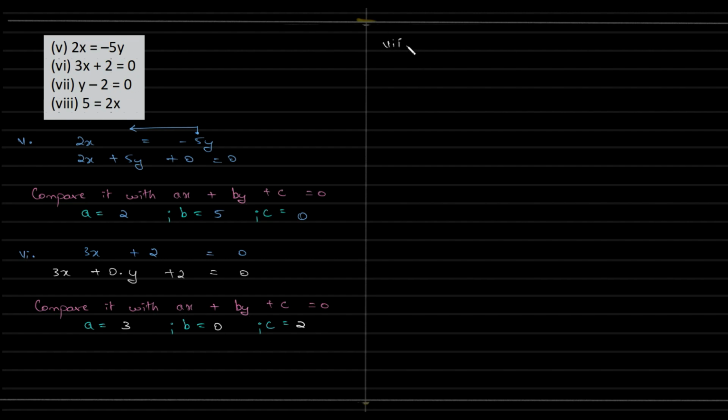The 7th question, y minus 2 is equal to 0. We don't have x over there. So what to do? 0 into x will give us 0, and this can be added to y minus 2 and nothing changes. And remember, there's no coefficient, it's by default 1. And so when we compare it with ax plus by plus c, we have a equal to 0, b equal to 1 and c equal to minus 2.